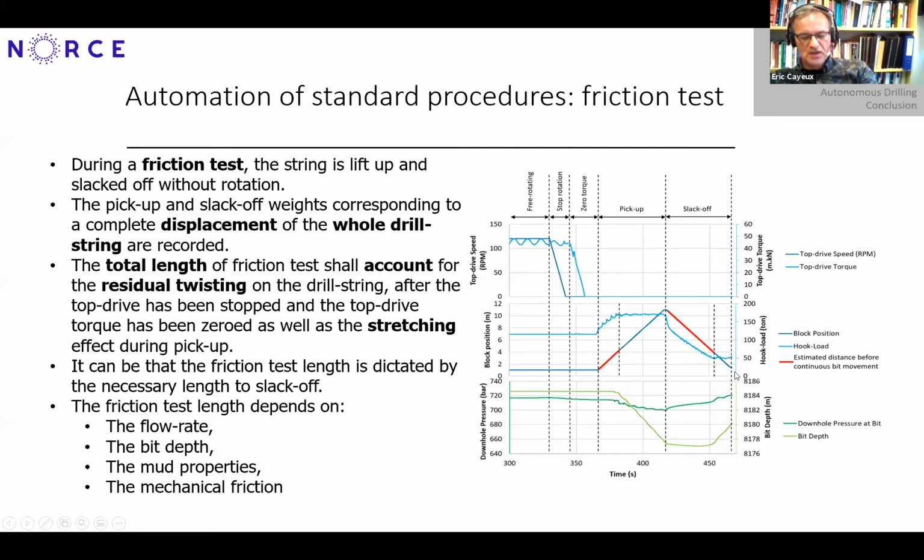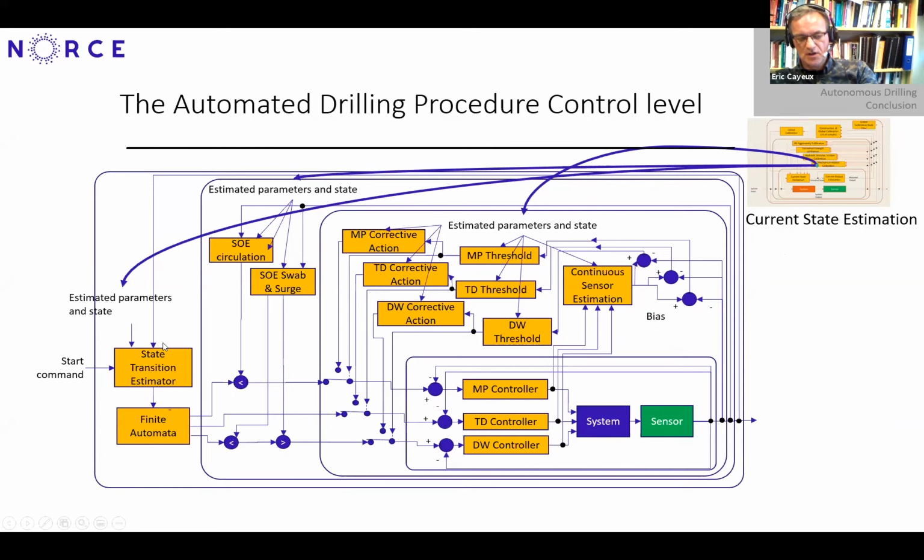So you need to do those calculations ahead of time. You need to account for the current conditions, both in terms of bit depth and heat or temperature conditions and cuttings transport conditions and so forth. This is calculated on the fly all the time for any of those automated procedures. And those automated procedures include friction test, reciprocation, pump startup, top drive startup, and so on and so forth.